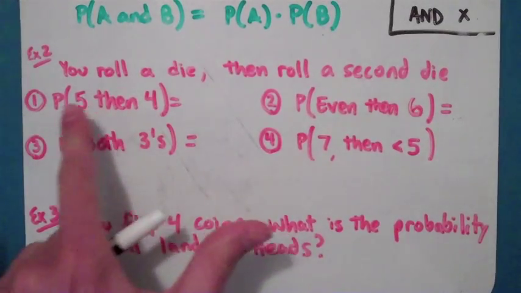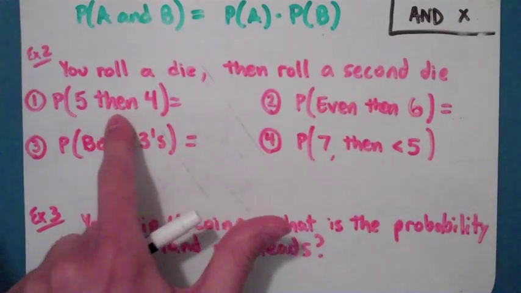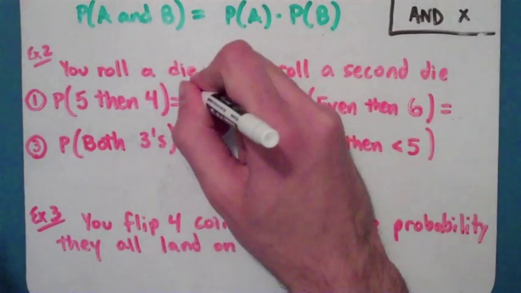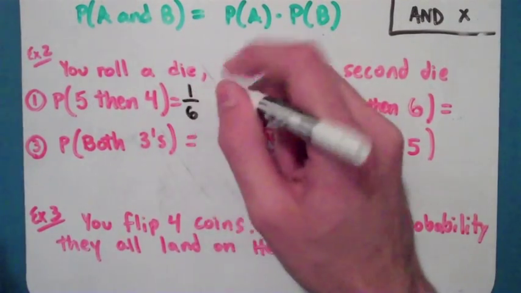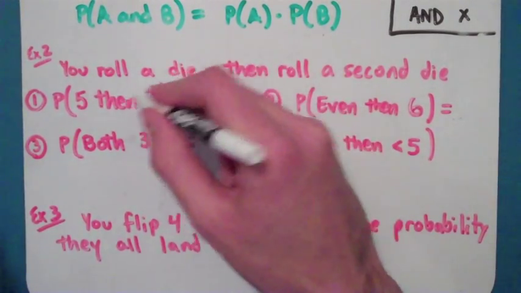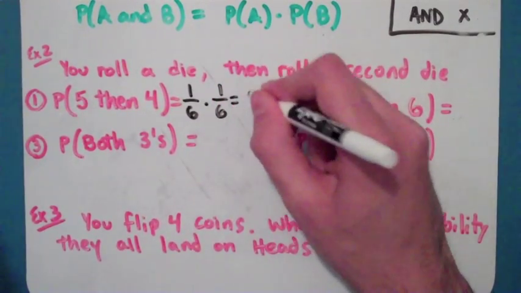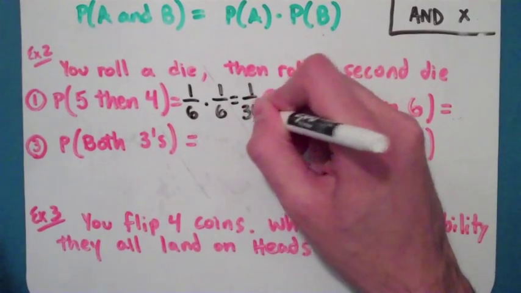In this first example, we want to get a 5, and then we want to get a 4. Even though the word AND isn't explicitly written right there, it's implied when you say then. That means you want to see the 5, and then you want to see the 4. You need both of those things to happen. So all we're going to do is multiply the separate probabilities together. The probability of getting a 5 on a die is 1 out of 6, times the probability of getting a 4, which is also 1 out of 6, giving us an answer of 1 over 36 for this problem right here.